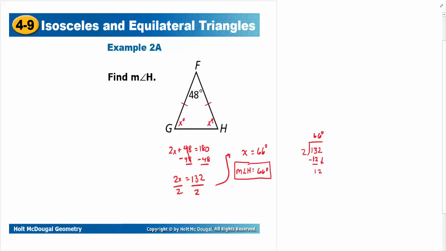Again, understand they told you it's an isosceles triangle, therefore the base angles are congruent. Remember, when I say base angles, I mean the angles across from the congruent sides. Okay?